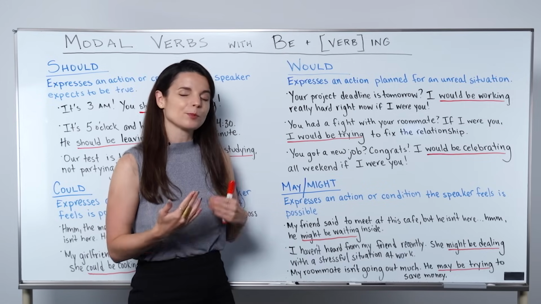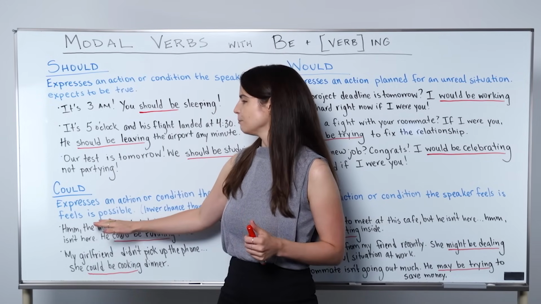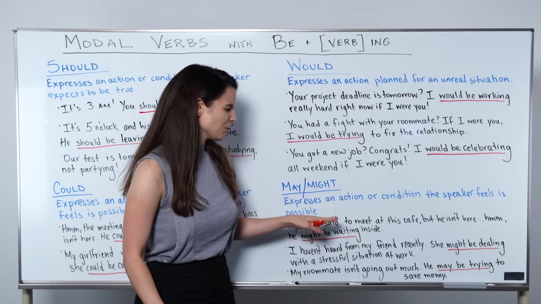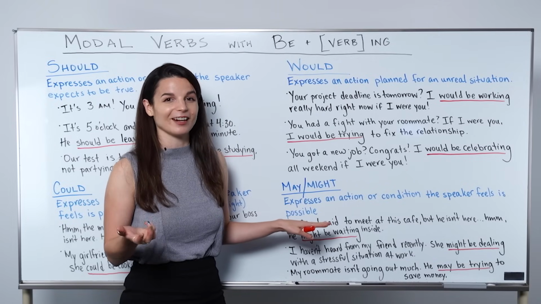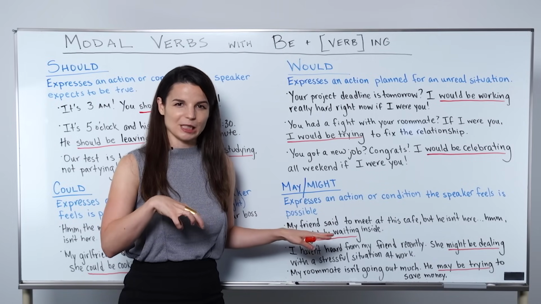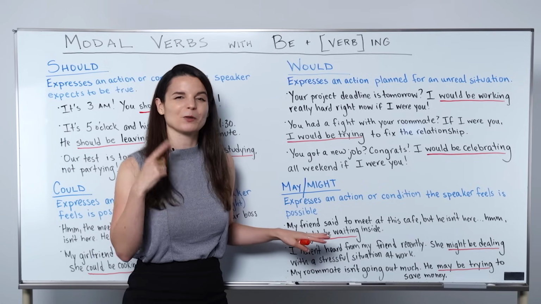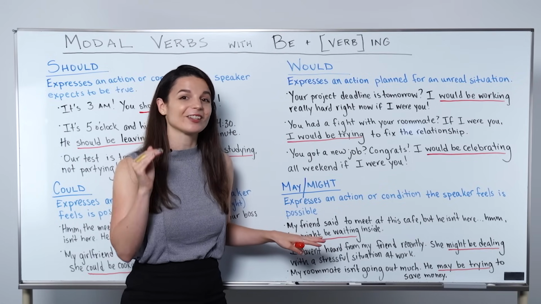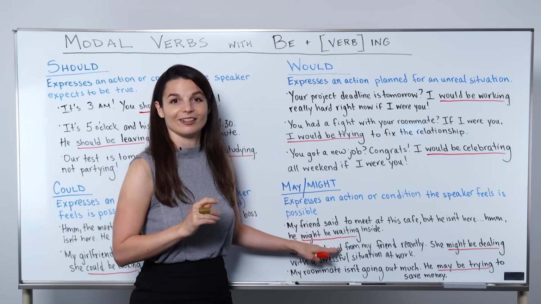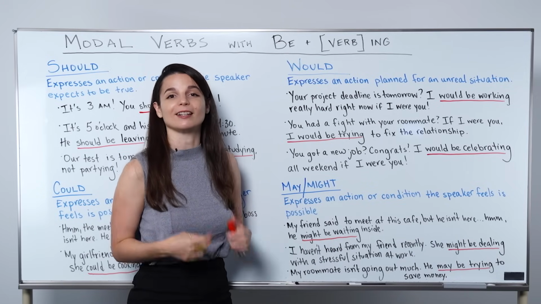So this sounds more natural than could in this sentence because we have a pretty good guess, right? You have a plan to meet someone in this place, but you don't see them. So you have a pretty good guess. There's a pretty good chance of this other thing being true. He might be waiting inside.